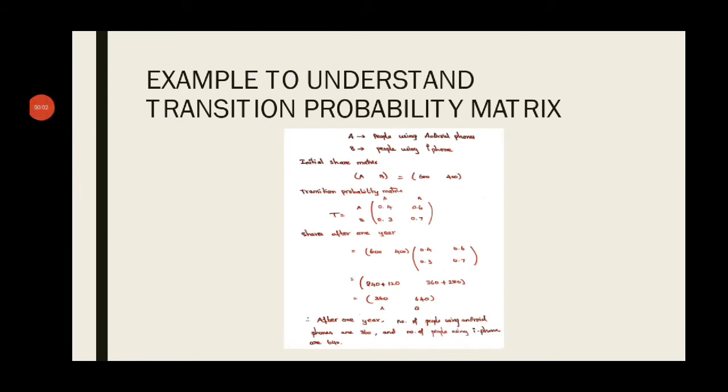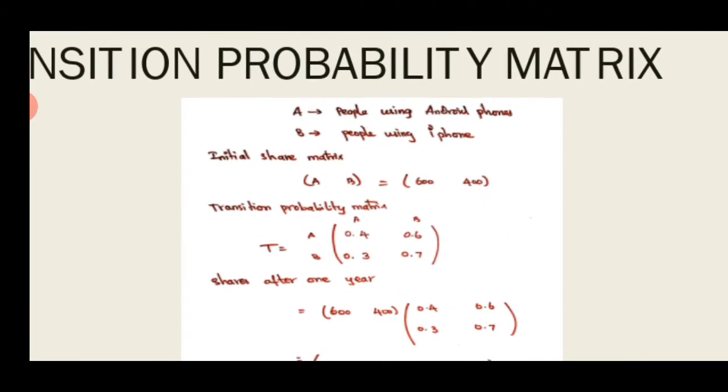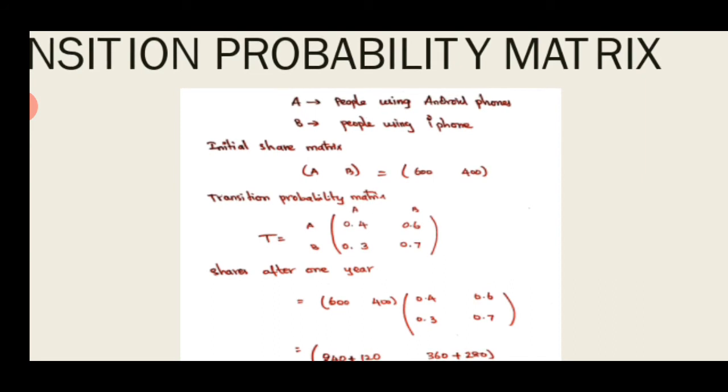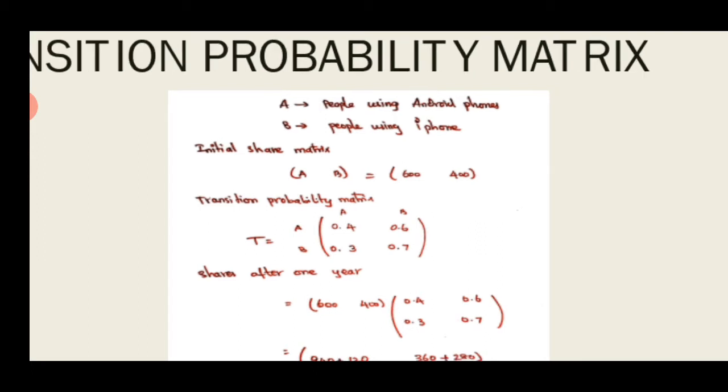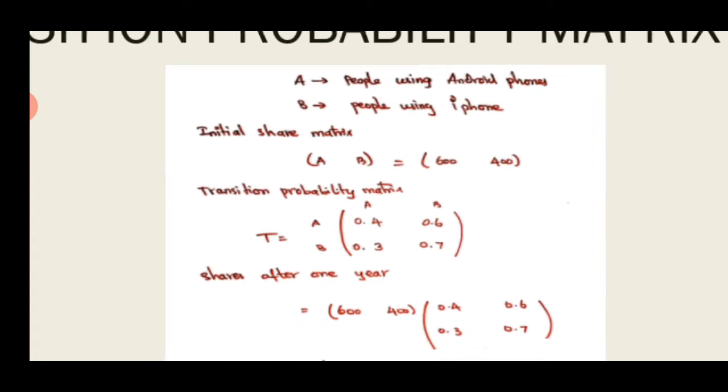Now we are going to have an example to understand the transition probability matrix concept. I'm going to take two products: A denotes the people using Android phones, and B represents the people using iPhone. Now I have an initial state matrix, or share matrix. This time AB represents the number of people. Here you can see AB equals 600 and 400. That means Android-using people are 600 and iPhone-using people are 400. So we have this initial share matrix.